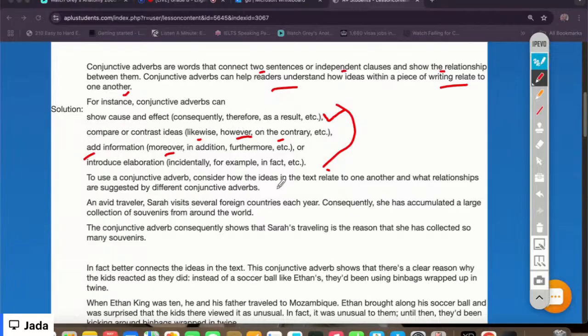To use a conjunctive adverb, you have to consider how the ideas in the text relate to one another and what relationships are suggested by different conjunctive adverbs. So you have to check how they're related. An avid traveler, Sarah visits several foreign countries each year. Consequently, she has accumulated a large collection of souvenirs from around the world. Now, consequently, it shows what? It shows that Sarah's traveling is the reason that she has collected so many souvenirs. Okay?